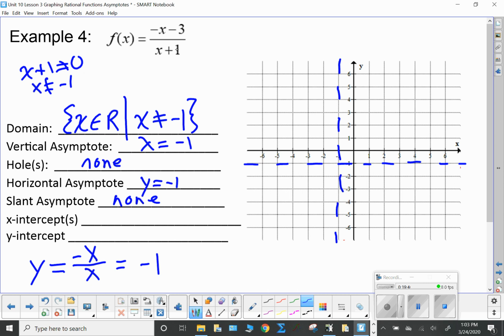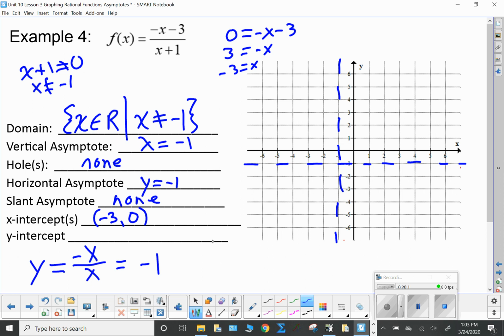X-intercepts: well, if I make y equal to 0, then that means the numerator has to be 0. So 0 is equal to -x minus 3. Add 3, equals negative x. Negative 3 is equal to x. The x-intercept occurs at negative 3, 0.